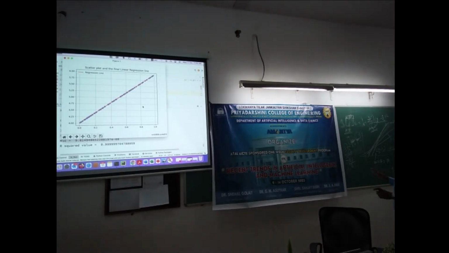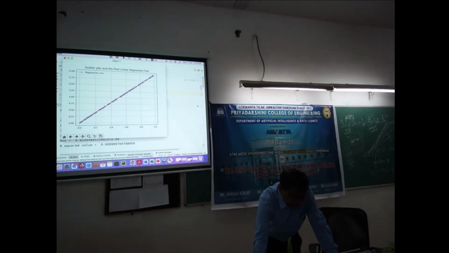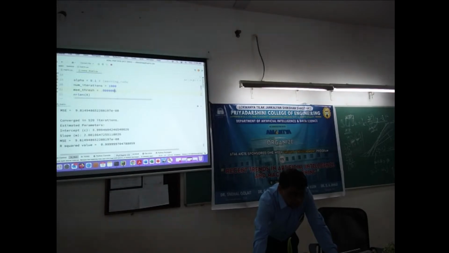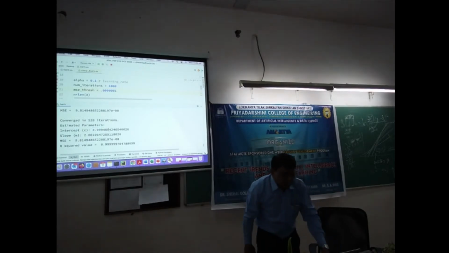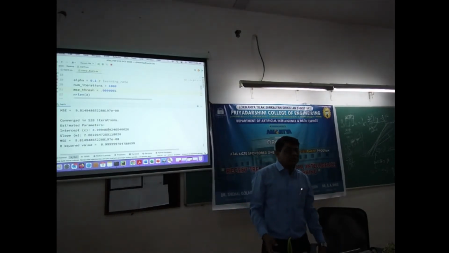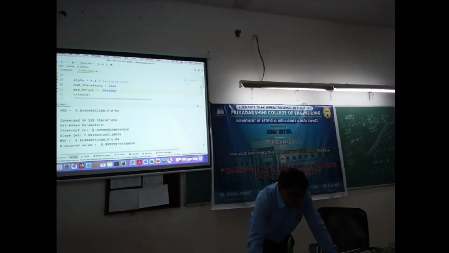In practice you will not get an exact fit. But here I am getting it because I have taken the data like that, and I have not added the noise. You can see here the value of intercept is 3.994, but it is almost 4. Because of the floating point representation error also, you will never get exactly 4. But it is 4.